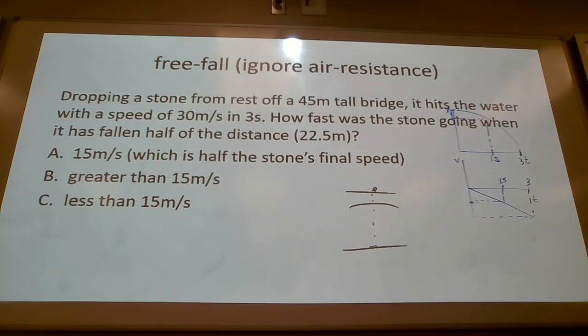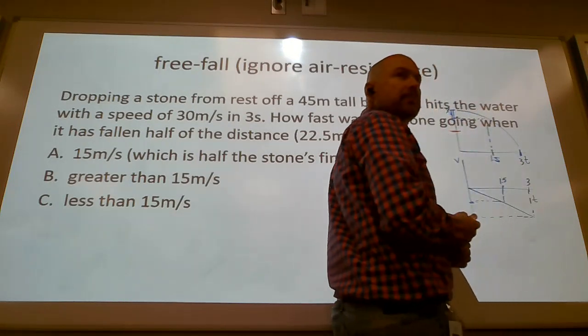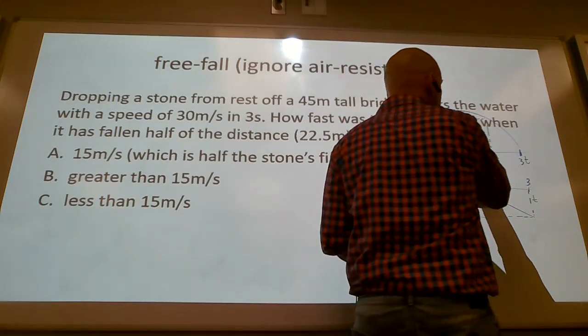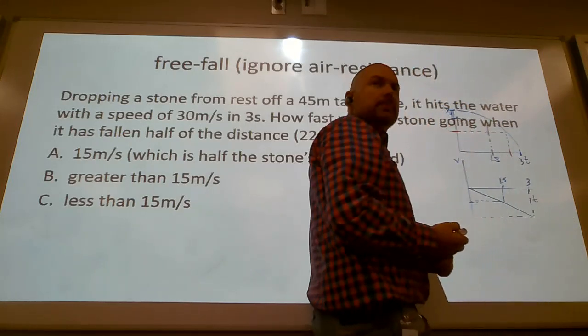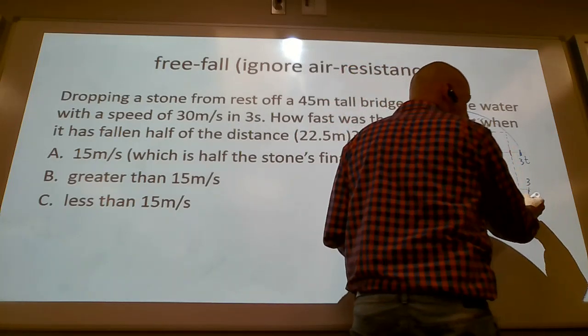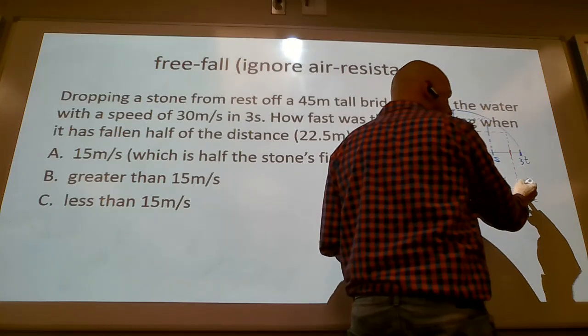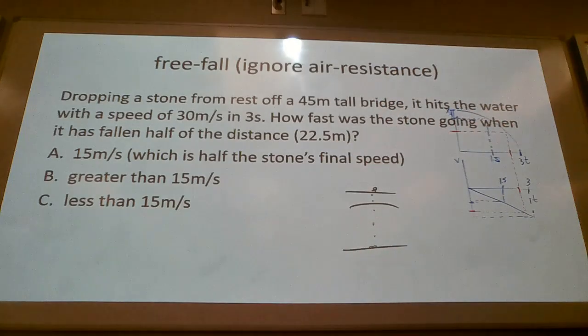Okay. The other way you can do it is using your graphs. So half the distance is going to be right there. That comes late in the ball game. That time, if you transcribe to this graph, you're going faster than half the speed. B, greater than 15 meters a second.